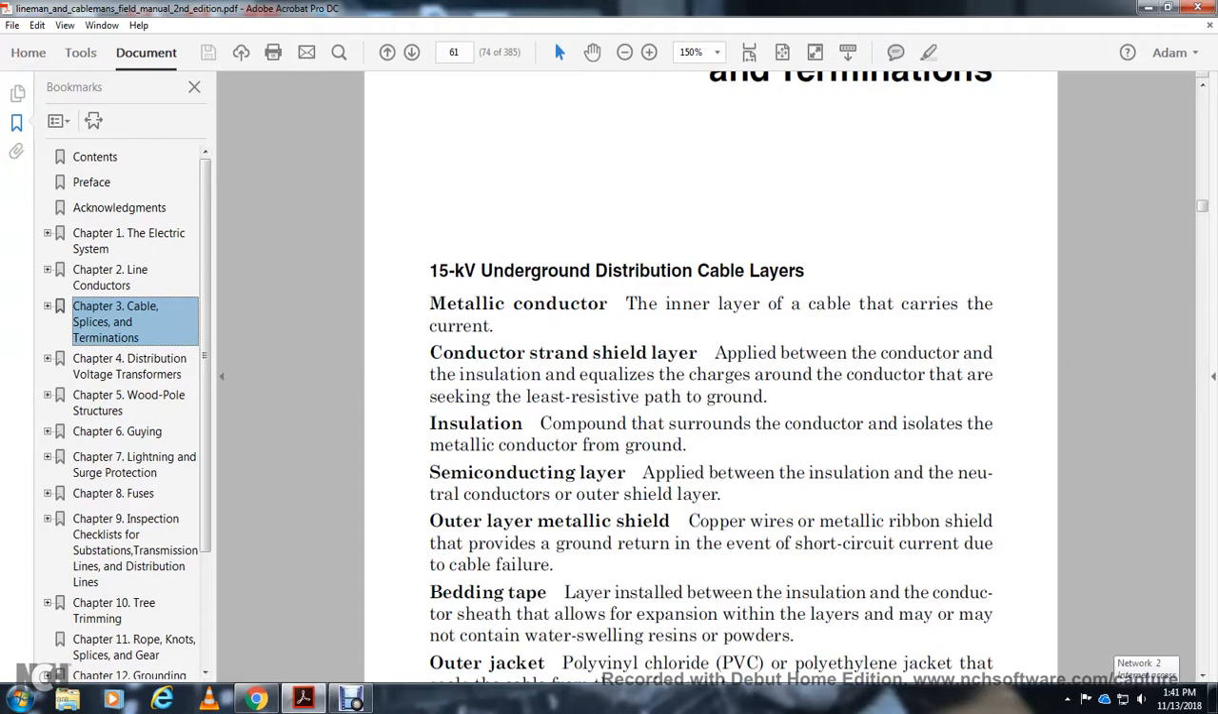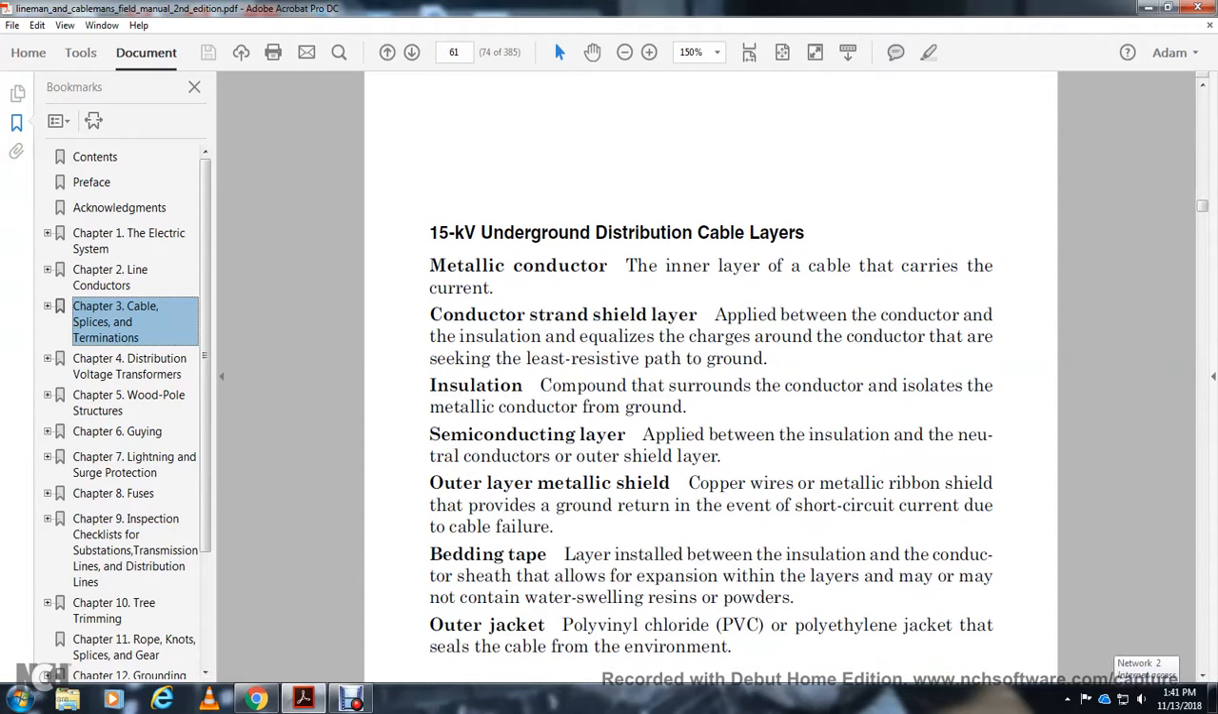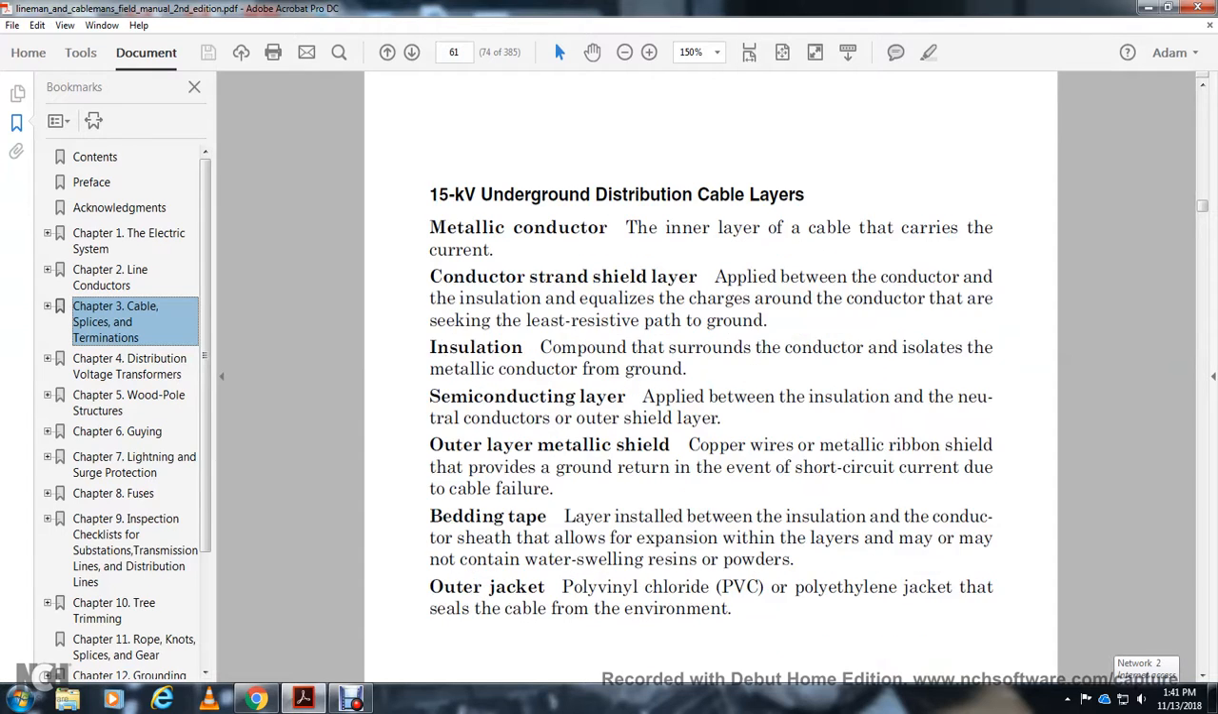The binding tape layer is insulated between the insulation and the conductor sheath, allowing for expansion within the layers. It may or may not contain water-swelling resin or powders. The outer jacket is a polyvinyl chloride or polyethylene jacket that seals the cable from the environment.